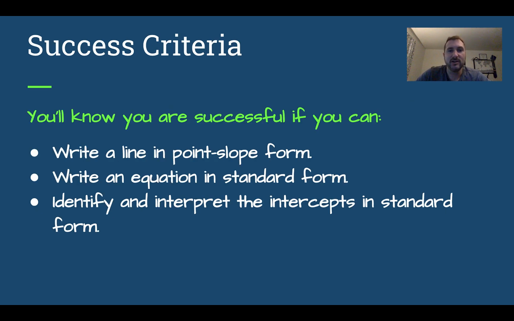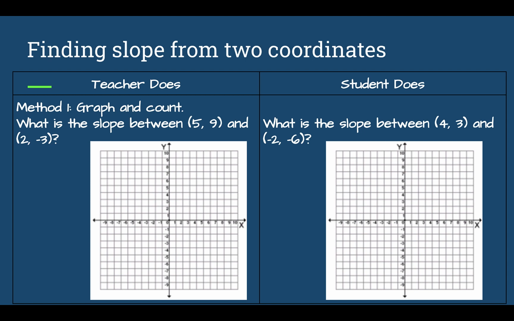You'll know you're successful if, after this lesson, you can write in point slope form, write an equation in standard form, and identify and interpret the x and y intercepts from standard form. The first thing we're going to do is quickly review how to find slope.